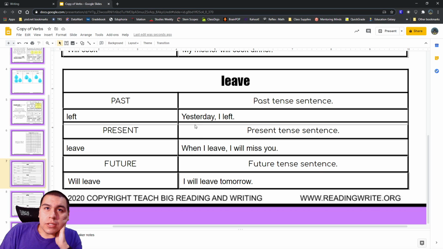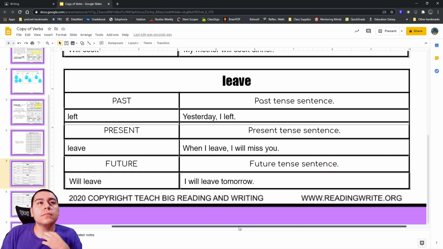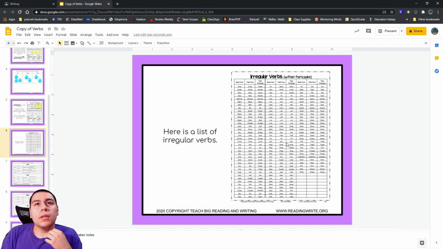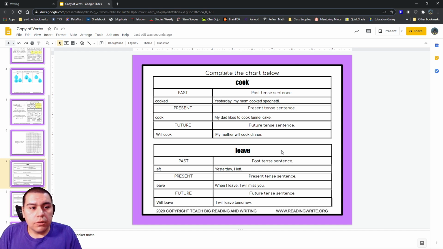So another one that we could do is here we kind of had a pattern going. Yesterday, tomorrow, we could put something like today I had to leave, or today my mom left early. Or sorry, that would be past tense. But we could put today my mom had to leave early for work. So that's our chart, okay?